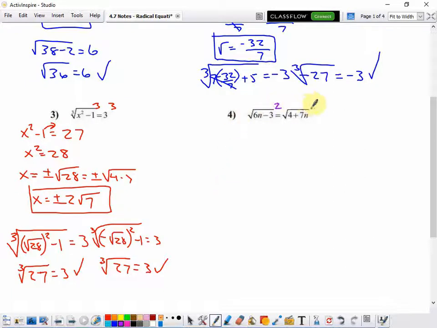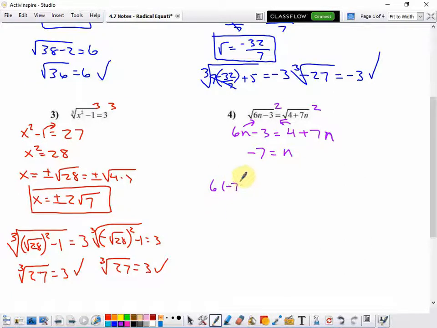Number 4, I'm going to square both sides. 6n minus 3 equals 4 plus 7n. I'm going to move this smaller n to the right side and this 4 to the left side. And I'm going to get negative 7 equals n. So I'm already to my solution. Now I just need to check it.